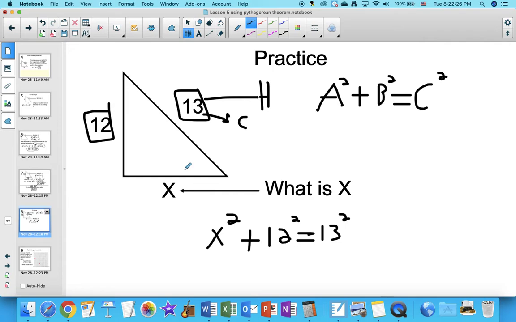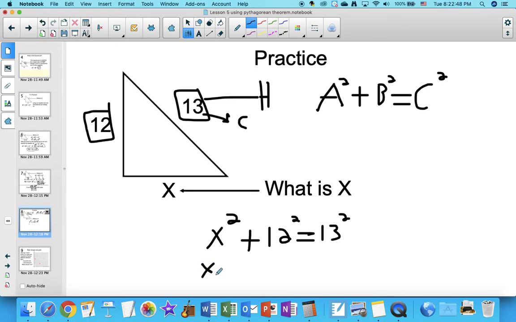In this question, x is one of the short sides. And again, it doesn't matter which one you assign the short side. This could be a, this could be b, it doesn't matter. So in this case, I made a the x side, so I made that x squared here. And the b is the 12. Okay, so now we work through this. So now I have x squared plus 12 squared equals 13 squared.